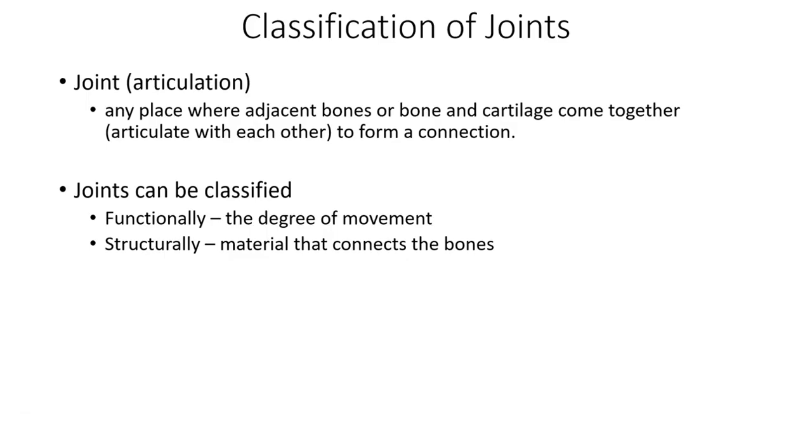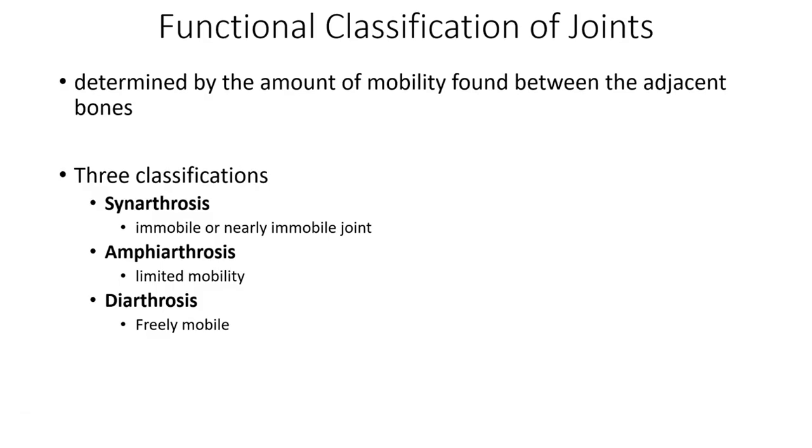So that coming together of bones or bone and cartilage is an articulation, and they're going to form some sort of connection. So joints are classified functionally based on their degree of movement, which means how much that joint moves. So can it do big movements, or does it only do very, very small minimal movements? And then we can also classify joints structurally based on the style and how the bones and cartilage come together and how they're connected.